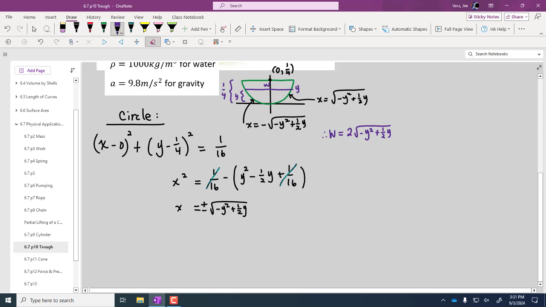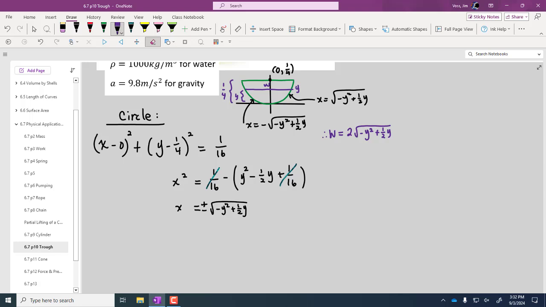So that tells us the width across the semicircle for any y value. If you plug in 0, you get 0. If you come all the way to the top and you plug in 1/4, what do you think the distance should be across there? If you go across the diameter, if the radius is 1/4, the distance across the diameter should be 1/4 plus 1/4, which is 1/2.